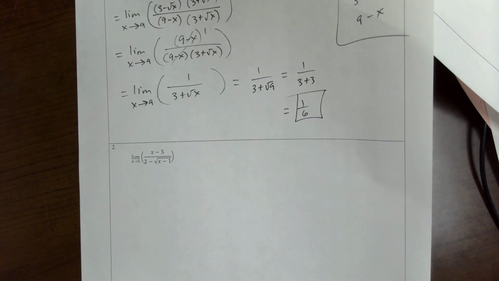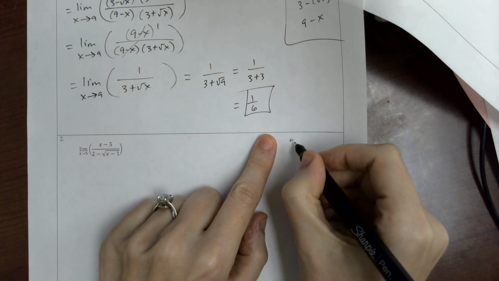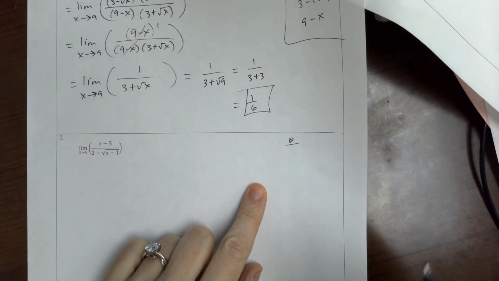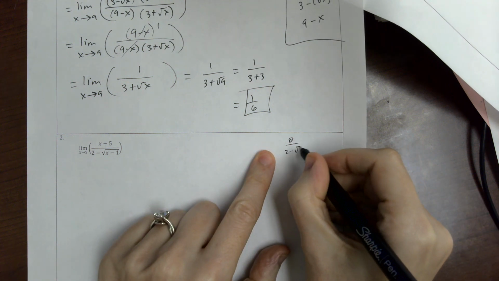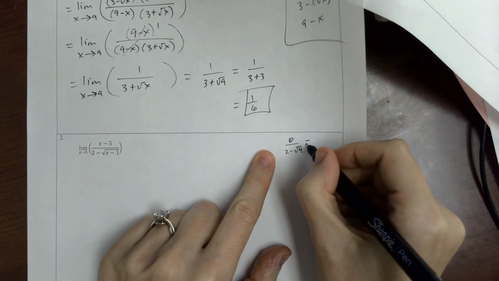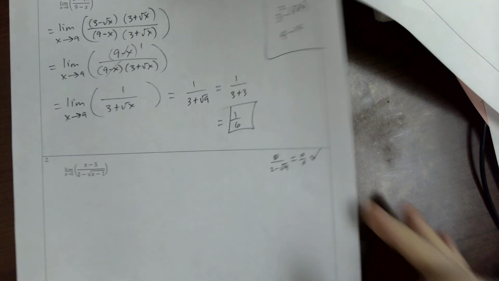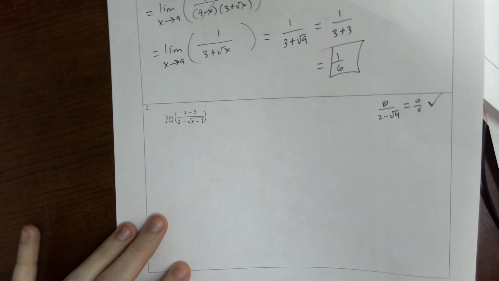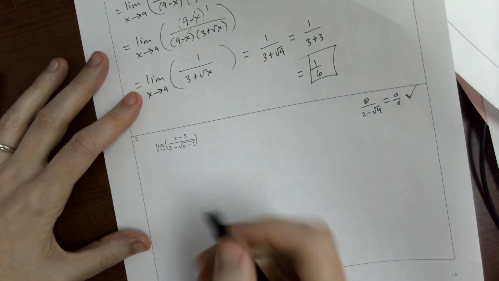Okay, so there's that one. Now this next one. Try to plug 5 in. We're getting 0 on top. And I plug it into the bottom, and I'm getting 2 minus square root of 4. So that is 0 over 0, check. You do not have to show that, but just make sure it's 0 over 0.